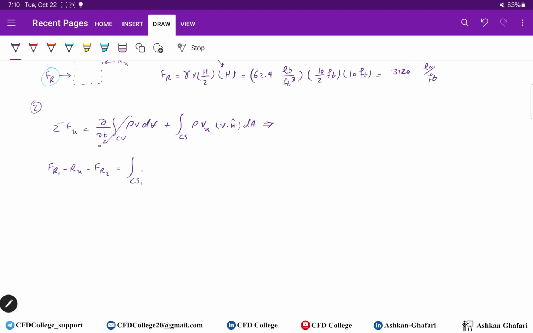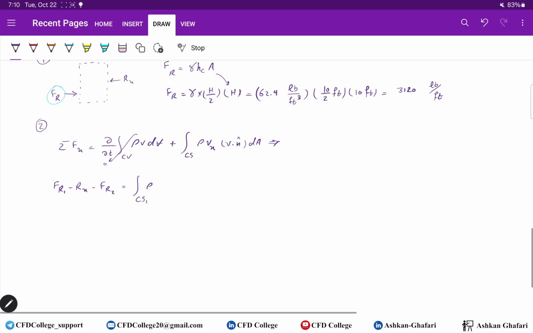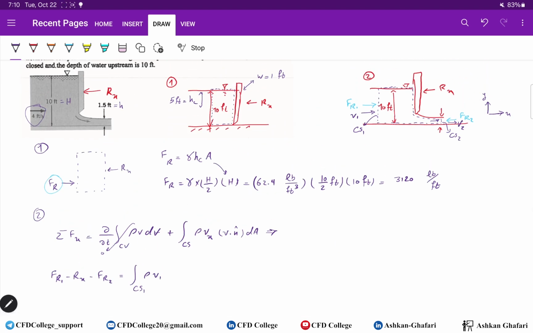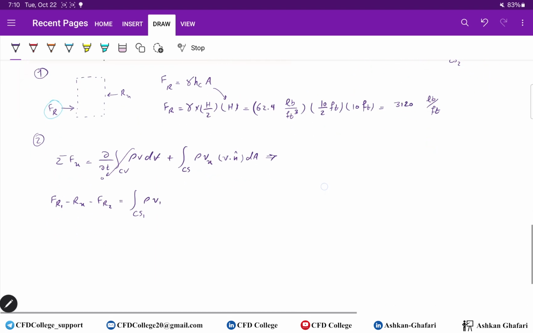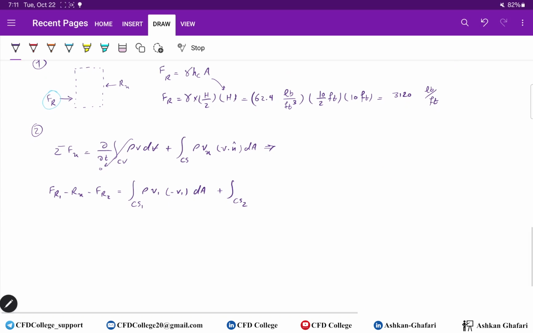the integral over CS1 of rho Vx, where Vx at control surface 1 is V1. So rho times V1, V dot n, here we have inflow, so it's equal to minus V1 dA, plus on control surface 2 we have outflow, the velocity is V2. So rho, and the velocity is in x direction, so rho V2 dA.